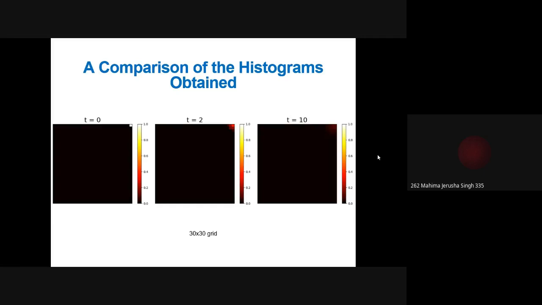So coming to the 30 by 30 grids, the histograms that we observe here are similar to the ones that we observed in the 3 by 3 ones. It's just that the number of samples we have here are more, and also that the uniformity in probability is also the same.